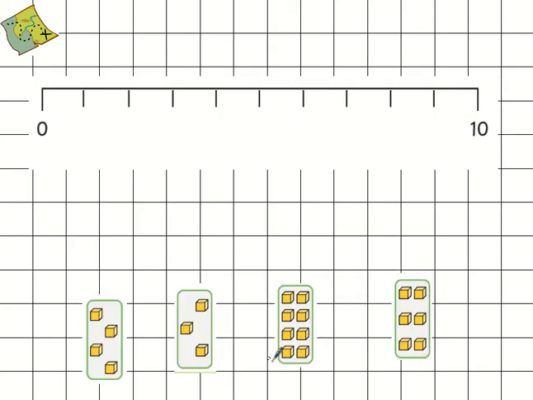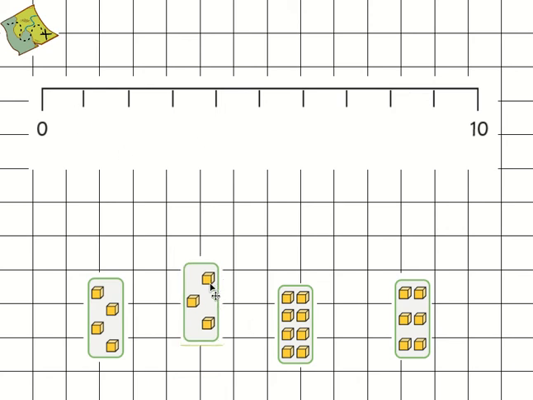Now, here, it's represented differently. I've got 1, 2, 3, 4 ones, 1, 2, 3 ones, 1, 2, 3, 4, 5, 6, 7, 8 ones, and 1, 2, 3, 4, 5, 6 ones. And again, I need to check. So I've got 1, 2, 3, 4, 5, 6, 7, 8, 9, 10. So I know that that's number 1.